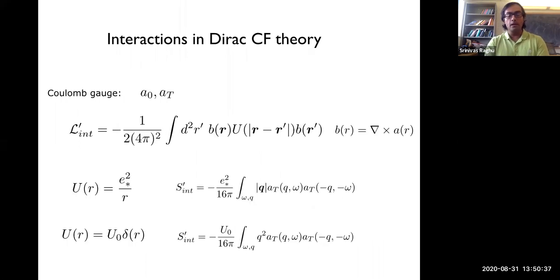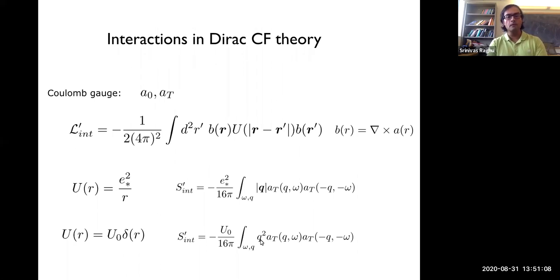I should say, in the Coulomb gauge, where this dynamical gauge field has a temporal piece and a transverse piece, the interactions have a purely transverse representation. So for instance, for the case of 1 over R, so epsilon star includes the dielectric constant and so on, the interaction can be written purely as a transverse gauge boson kinetic term with mod Q. For contact interactions, there'll be a Q squared term in this action.